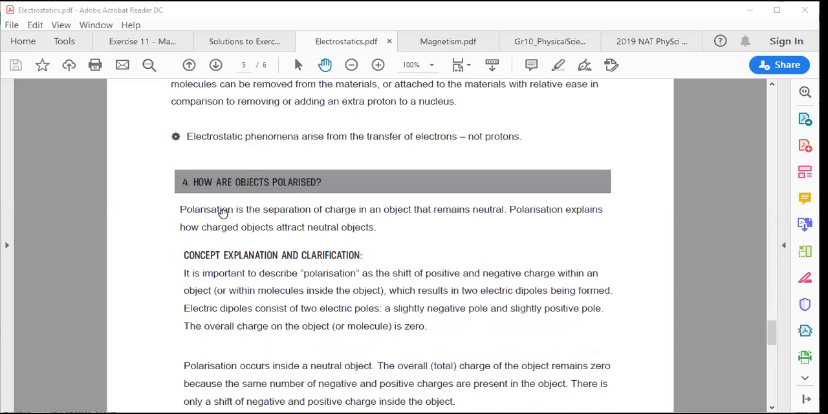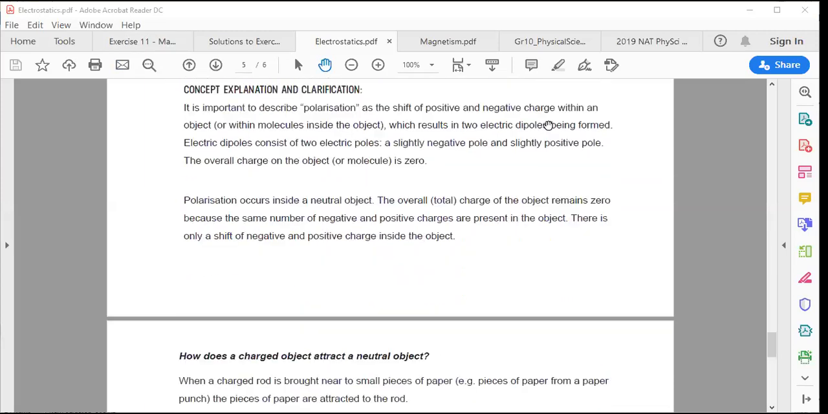Right, then we've got polarization. How are objects polarized? Polarization is the separation of charge in an object that remains neutral. Polarization explains how charged objects attract neutral objects. So basically, let me just show you on the slide here.